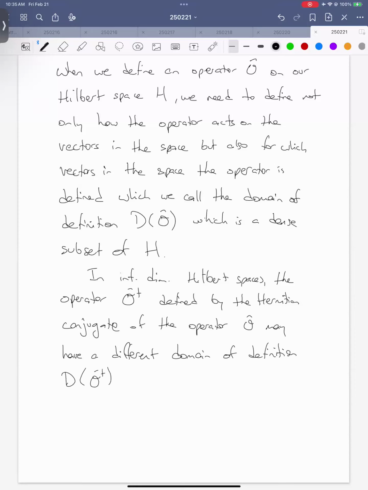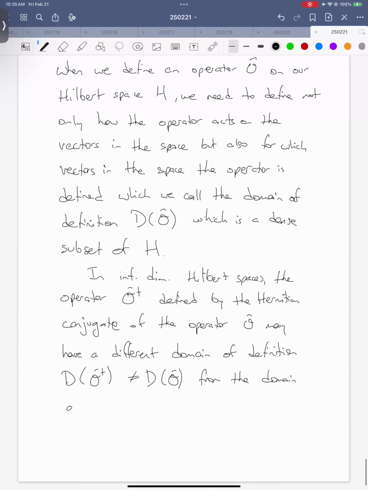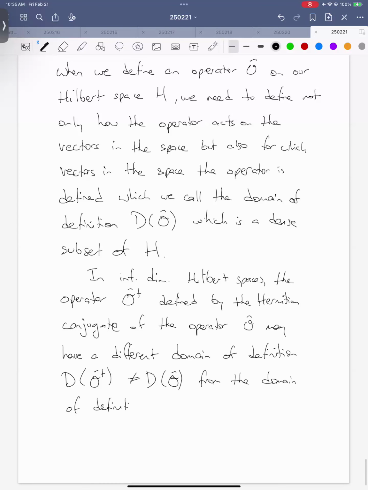Say the domain of definition of O-hat dagger is not equal to the domain of definition of the original operator O. And generally speaking, the domain of definition of the Hermitian conjugate is in fact bigger than the domain of definition of the operator itself. It's pretty weird.